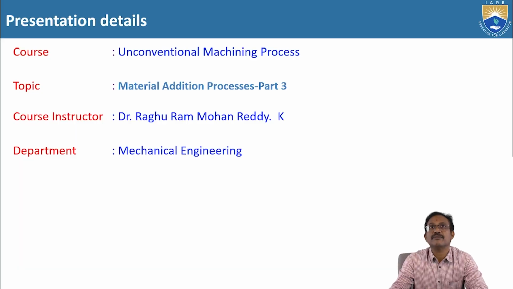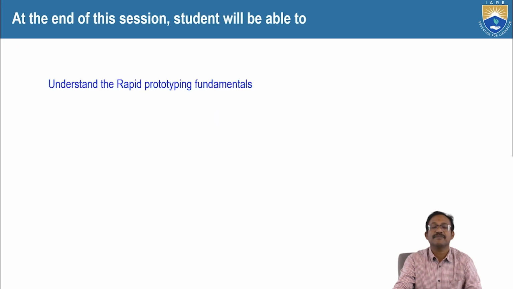The course name is Unconventional Machining Process. The topic is Materials Addition Processes Part 3. It comes under Content Beyond the Syllabus. Here we are covering the additive manufacturing methods. At the end of this session, students will be able to understand the rapid prototyping fundamentals and various techniques involved in rapid prototyping.